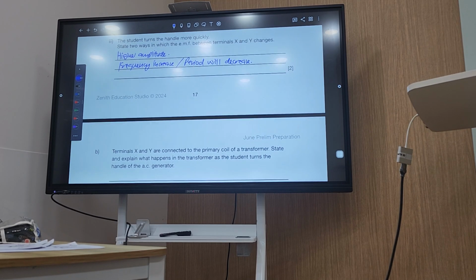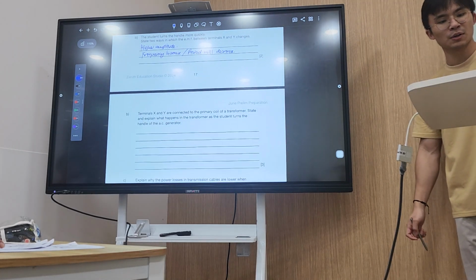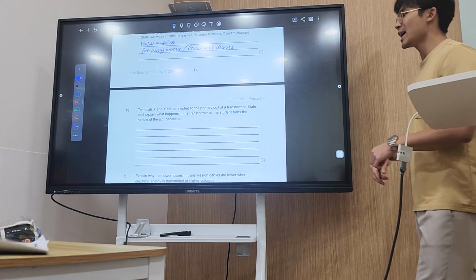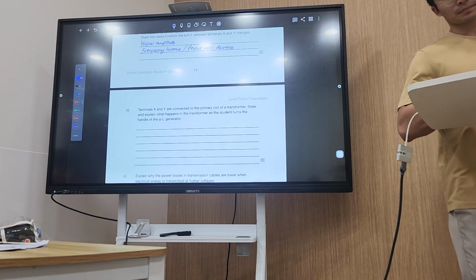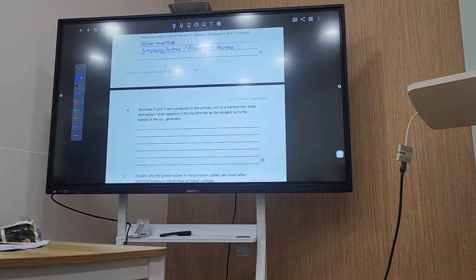Next. Terminals X and Y are connected to the primary coil. State and explain what happens in the transformer as he turns the handle.